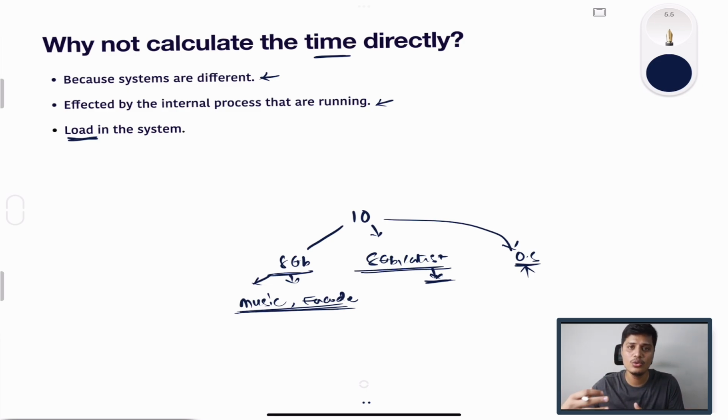Rather, we will try to derive a mathematical expression which gives us a sense of how the algorithm is going to work for different input sizes with respect to the amount of time taken by the algorithm. So that's all you need to know about why we don't rely on calculating the time directly for defining the efficiency of an algorithm.